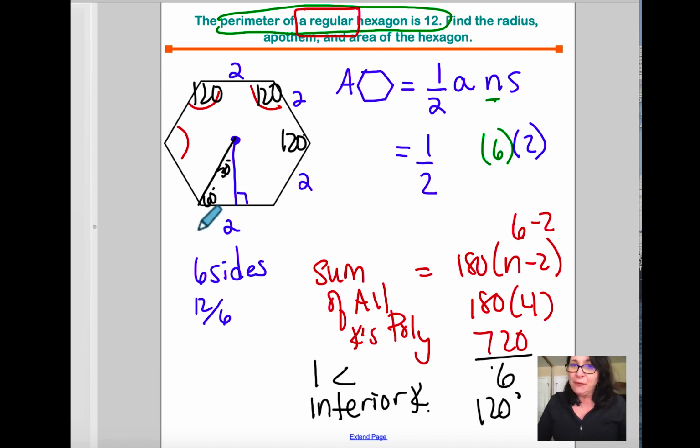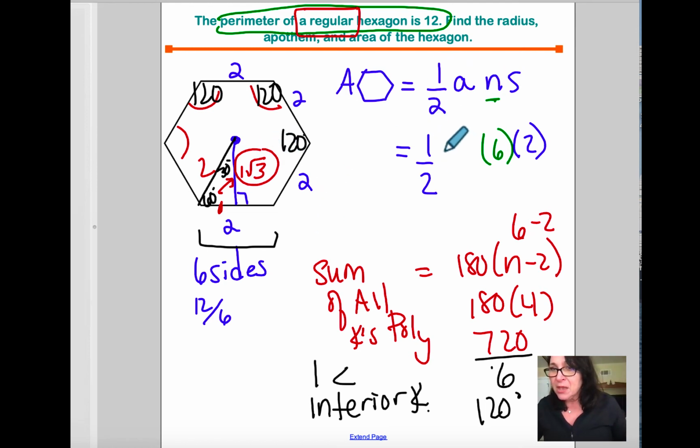And then if I know that this length of one side is 2, that would mean 1/2 of that is 1. And that would mean across from my 30-degree angle is my A value, which is 1. Across from the 90 is double that, so that's 2. And across from my 60-degree angle would be 1√3. And that value right here is my A value, or my apothem. So we have 1√3 is here.